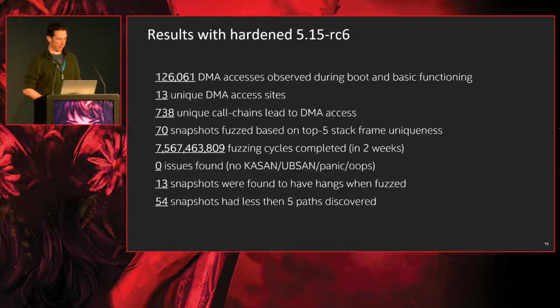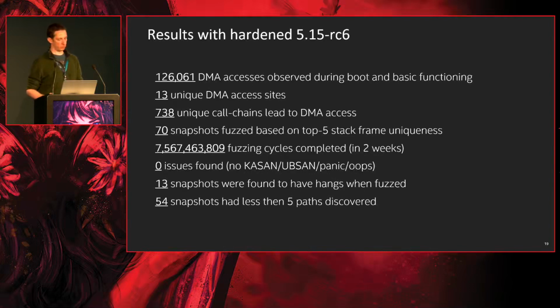So the results we had for the 5.15 kernel, this is still with RC6: during a normal boot and normal execution, you get about 126,000 DMA accesses under various contexts. So there are 13 actual instruction pointers where data is being fetched. But the number of contexts under which data is being fetched is 738, right? So those are 738 different contexts that you would have to review by hand. And that's still a lot. And even for fuzzing, that's a lot.